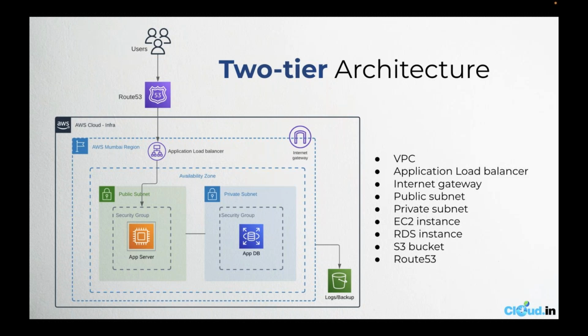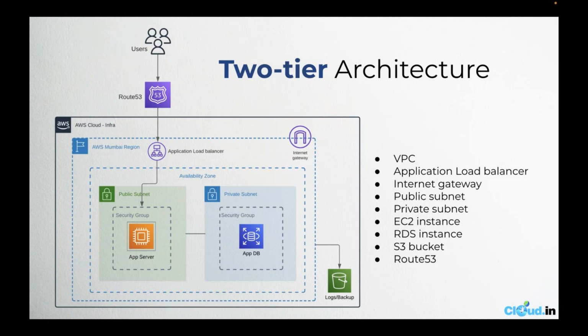There are public and private subnets based on the requirement. If you want to keep your application public facing, you can put it in a public subnet, or if the application is private, like in this scenario the database server is in a private subnet, you can keep it private. Then EC2 and RDS instances, an S3 bucket to store logs or backups, and Route 53, which is the DNS service from AWS. Okay, so let's see one by one what these services are and what the main role of each is.